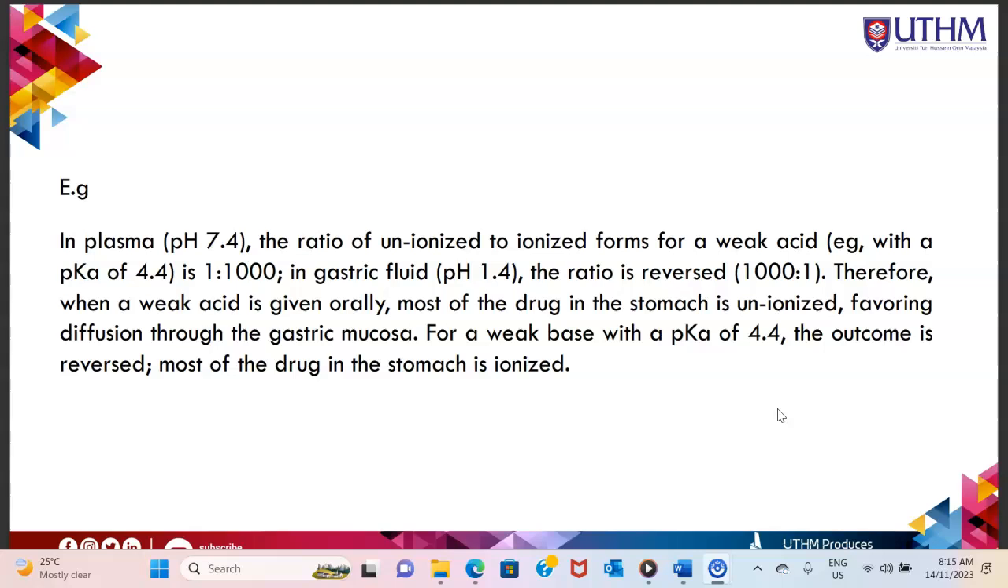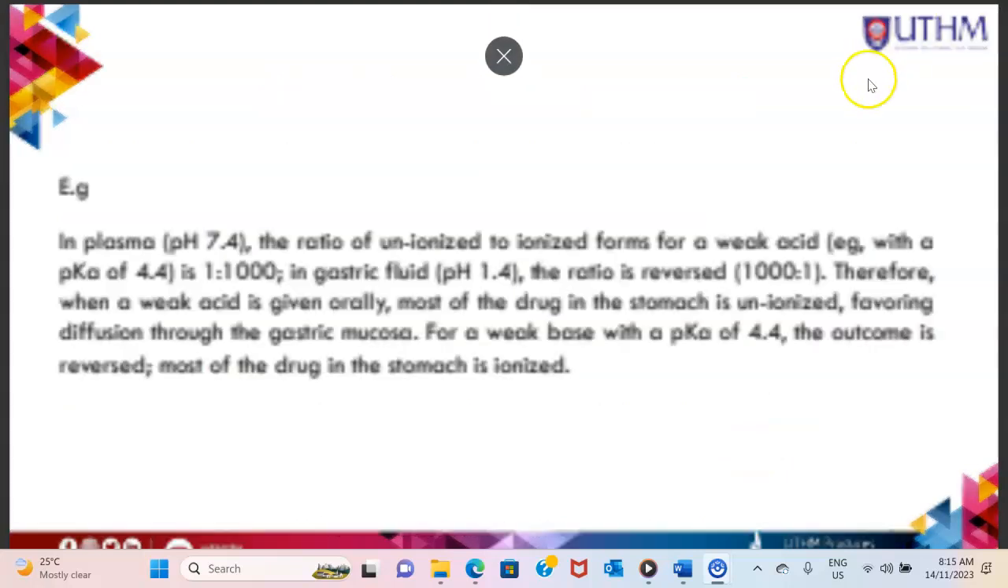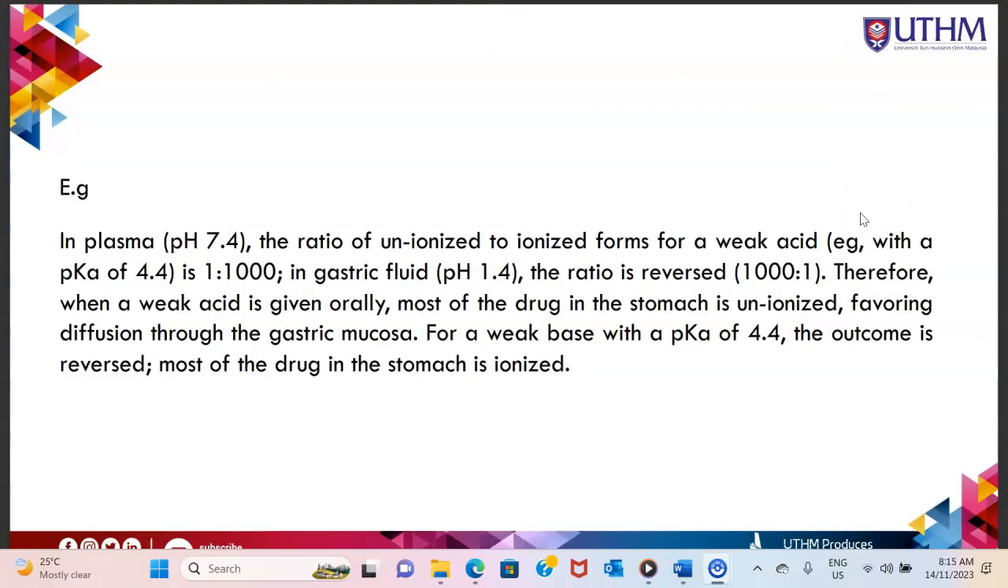And for the second part, which is the weak base with pKa 4.4, the implication is that when a weak base is given orally, it reaches the stomach where the pH is much lower and the majority of the drug remains ionized. So these ionized forms of weak bases are generally less lipid soluble and may have difficulty diffusing through the gastric mucosa. In summary, number one, the pH of the environment significantly influences the ionization state of weak acids and weak bases.